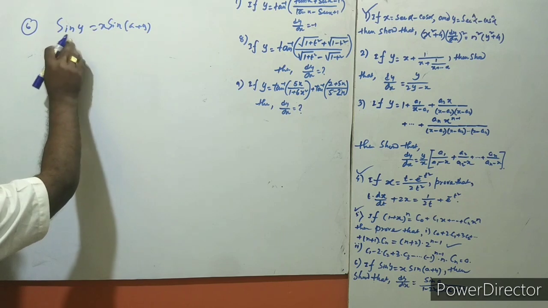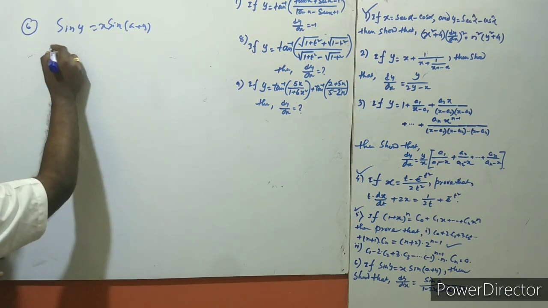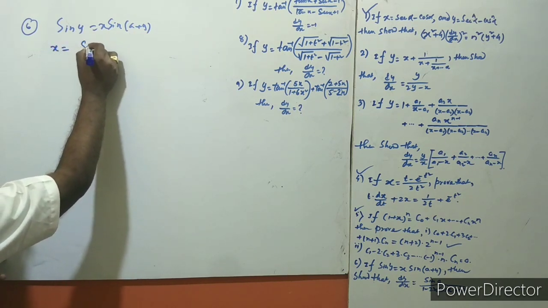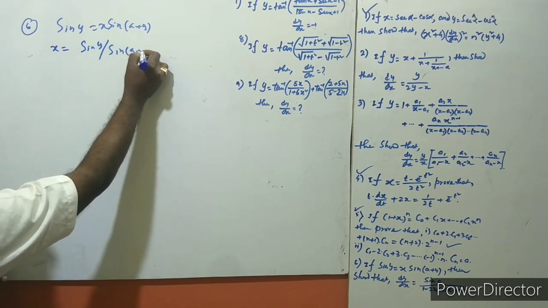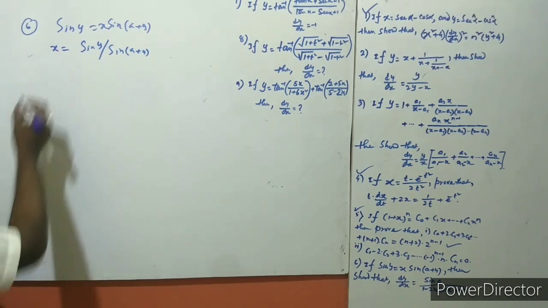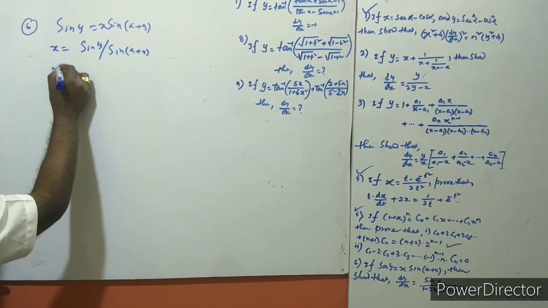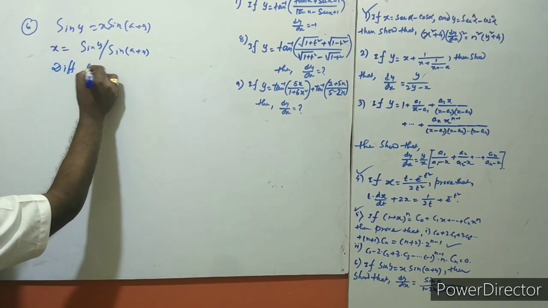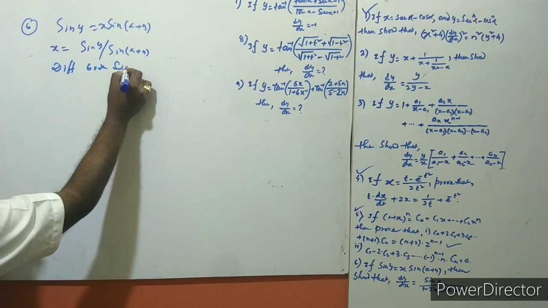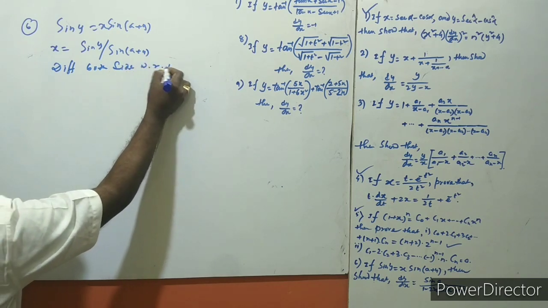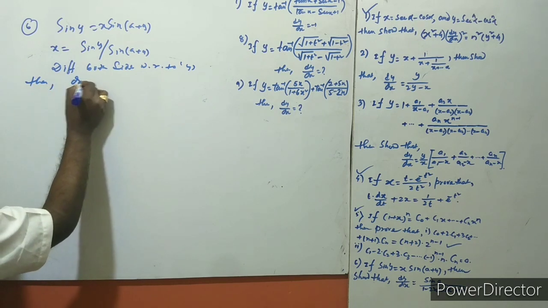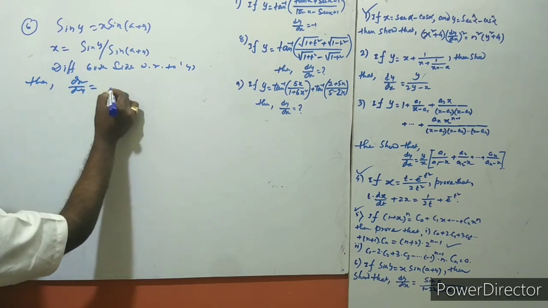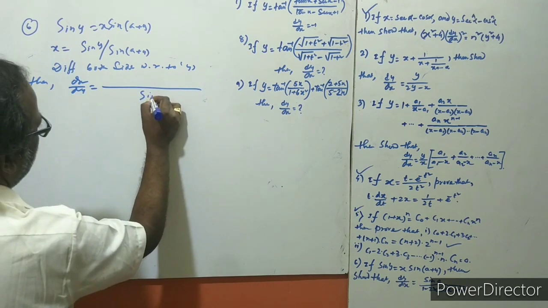See, this is y and this is also y. So x is equal to sin y by sin of (a plus y), and this is the subject of y. So differentiate both sides with respect to y. Then dx by dy, and that is u by v.